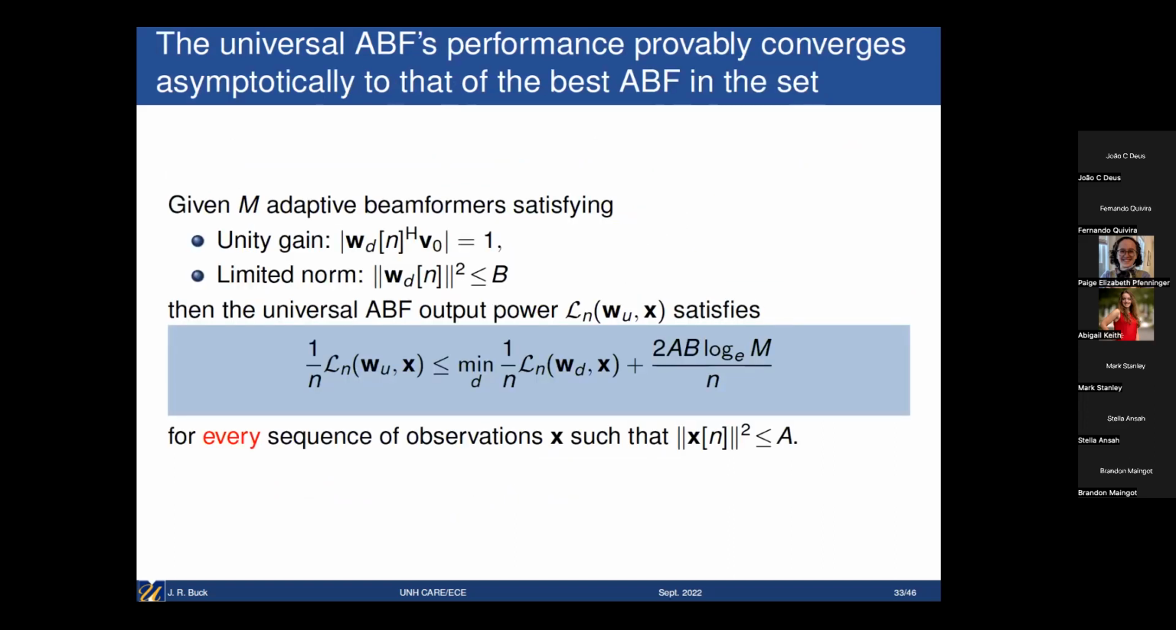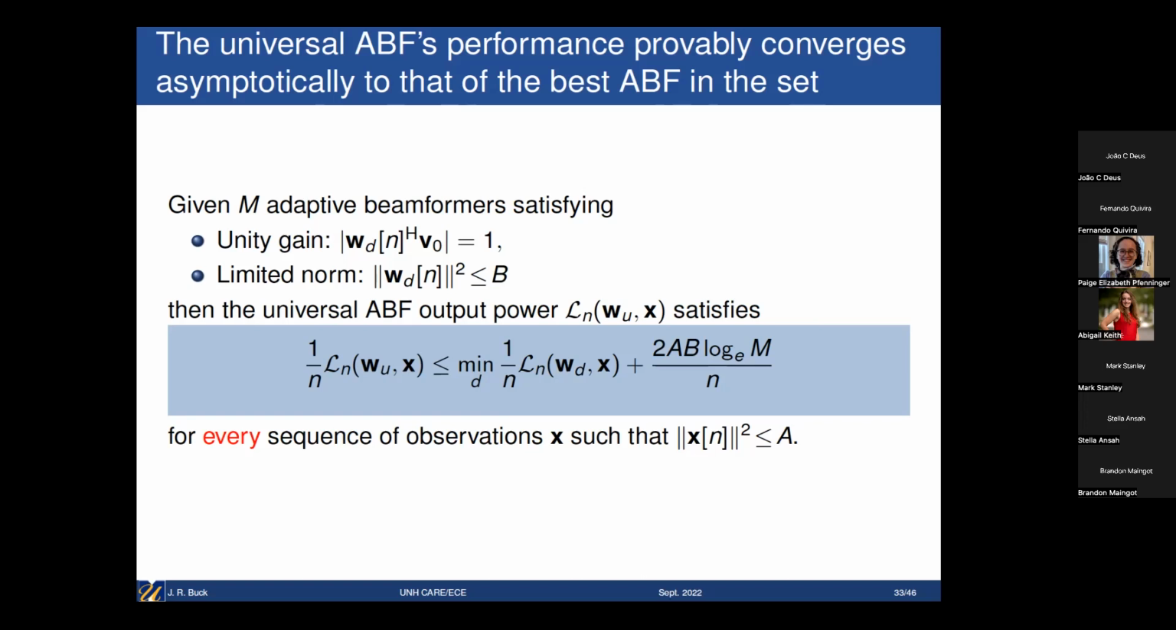And this leads us to a theorem that's remarkable, and it provably says if you do the array weights this way, you are guaranteed to rival the best beamformer in the set. So as long as they all have the same look direction, and I limit the norm on all of them, which I often do in beamformers anyways, because it controls sensitivity, it says that the total output power per sample of your universal beamformer will be less than the best one you could have chosen in hindsight out of all those fixed competing options, plus a penalty term that is fixed in the numerator and vanishes as your amount of measurements n gets larger and larger.